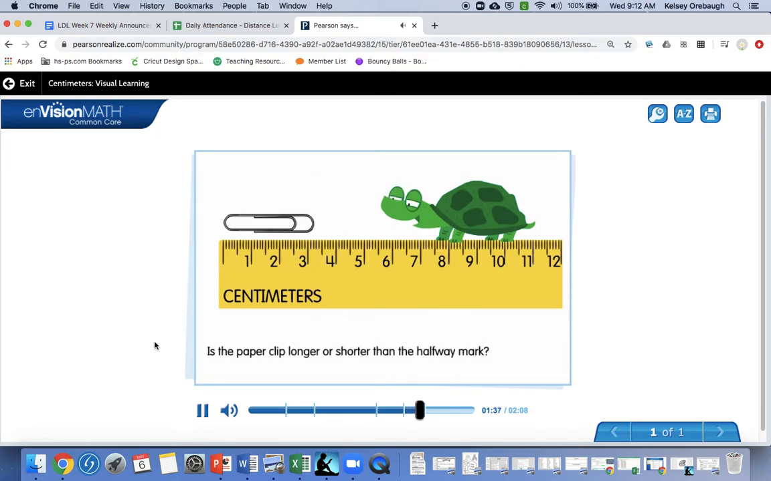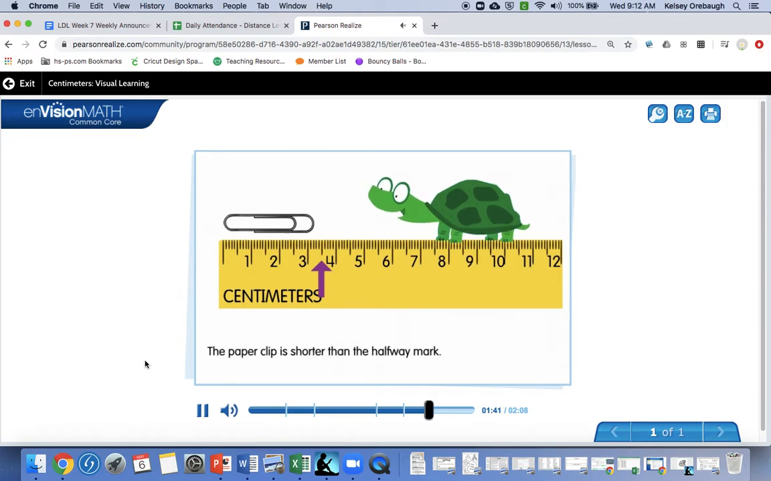Is the paperclip longer or shorter than the halfway mark? Use that halfway mark as your guide. The halfway mark between 3 and 4 is right here. Does the paperclip end before or after the halfway mark? Is it longer or shorter than the halfway mark? It is shorter than the halfway mark. So ask yourselves right now, are we going to say that this paperclip is about 3 centimeters long or 4 centimeters long? What do we do when our object falls before the halfway mark? Do we use the smaller number or the bigger number?